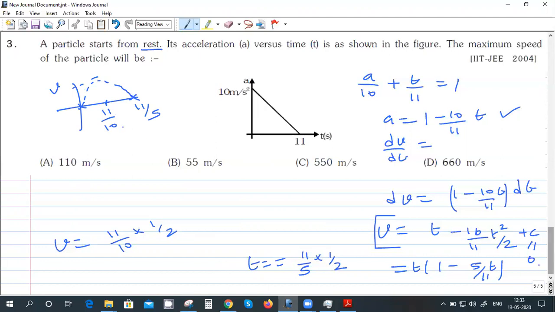So I have to find the value of v at 11 by 10. So we put this value of t at 11 by 10. Here if we put 11 by 10, it will be half. So 1 minus half is half. So half into 11 by 10.